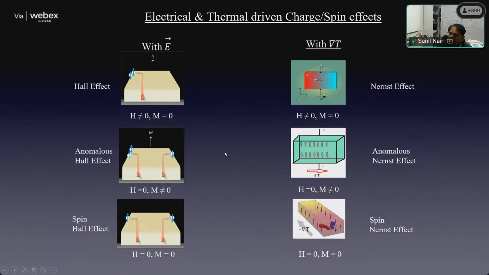Now, these are all electrically driven effects. The Hall effect is an electrically driven effect. You can also have thermally driven effects, and you actually have a one-to-one correspondence in this case. So instead of the Hall effect, you have something called the Nernst effect. Instead of the anomalous Hall effect, you have the anomalous Nernst effect. Instead of the spin Hall effect, you have the spin Nernst effect. Basically the same phenomena are at play, the only difference being that instead of applying a delta V, or an electrical potential difference, one would apply a temperature difference.